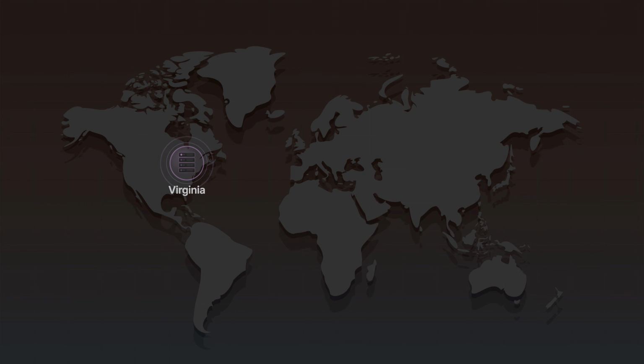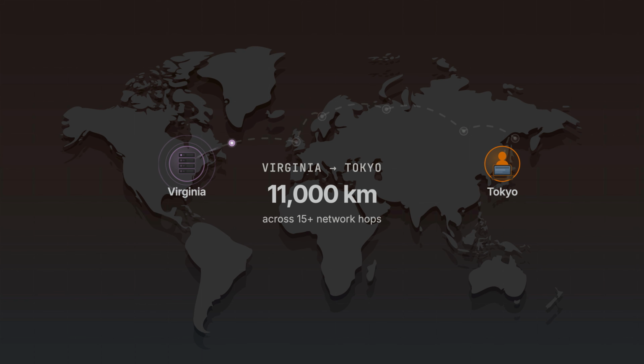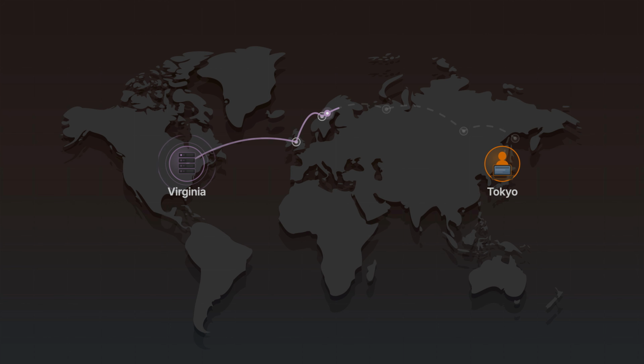Your server is in Virginia. Your user is in Tokyo. That's 11,000 kilometers of internet infrastructure between them. Every single request, every image, every style sheet, every JavaScript bundle, traveling halfway around the world and back. That's not a code problem, that's a distance problem.